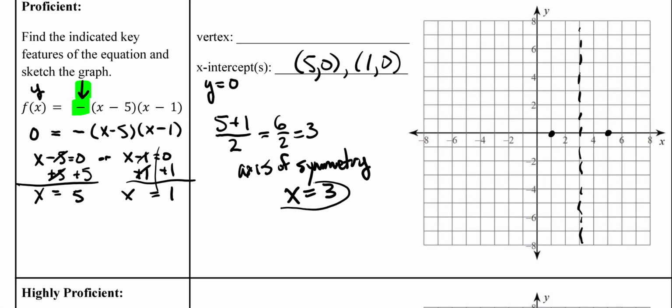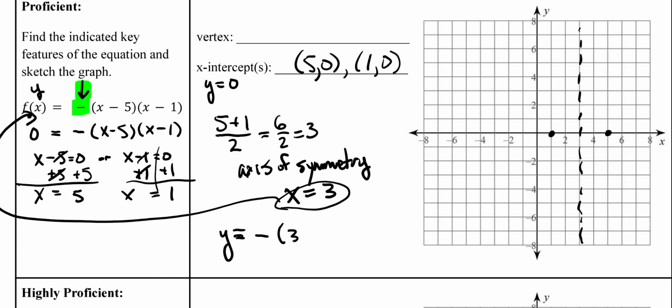Well, I'm going to take that value, x equals 3, and I'm going to plug it back into my equation for x. So what is y when I have negative, blank minus 5, or 3 minus 5, times x minus 1, or 3 minus 1? And 3 minus 5 is negative 2. And 3 minus 1 is positive 2. And then I have the minus sign out front. Those two negatives are going to cancel, and y is going to be 4.